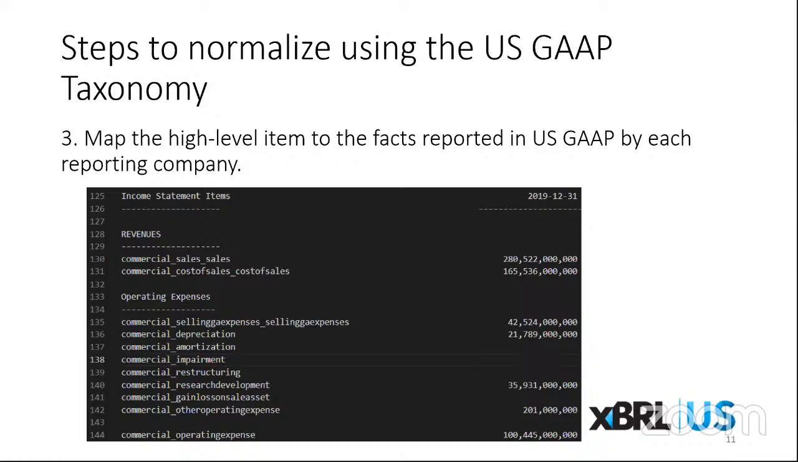So what I do is I just define my set of elements. Let's say I've got commercial sales, cost of sales, selling expenses, depreciation, amortization, impairment, restructuring, gain, loss on sale of asset, and then get down to a total of the commercial operating expense, for example, in this case. And this basically works that way.